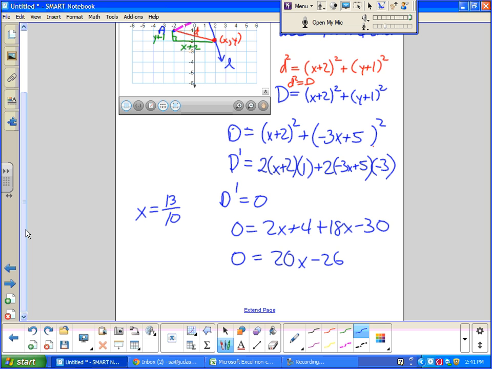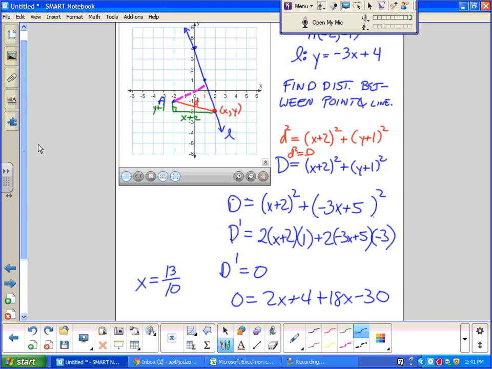Now, if I want to prove this is a minimum, I have two choices. I either can do the first derivative rule and check the sign on either side, or I can take the derivative of the derivative here. And I'll tell you right now, d double prime is 20, and that's a positive number. So the first derivative is 0, the second derivative is positive. What do we always have? We have a local min every single time. That said, I've just proven that that's the x-coordinate of the point.